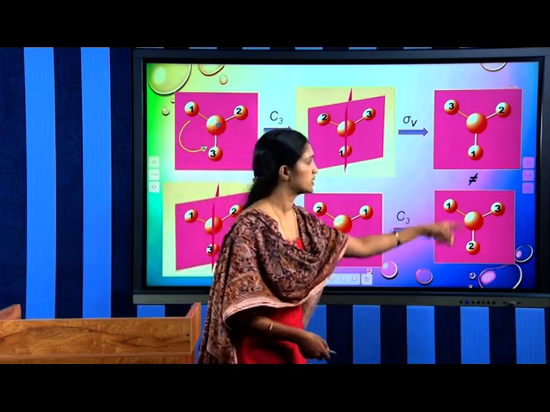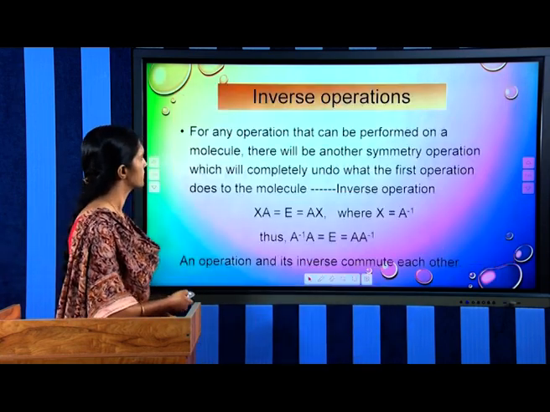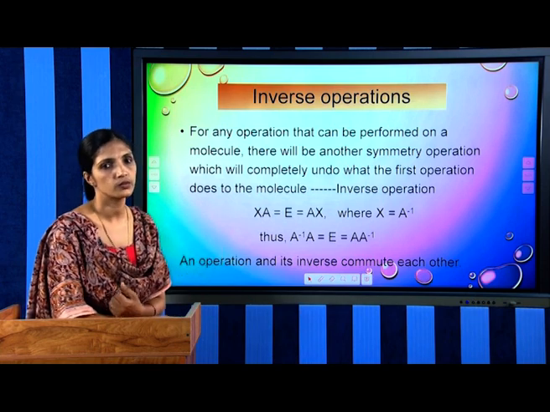You look at the two configurations, they are not similar. So, that we can confirm what? These two operations do not commute with each other.